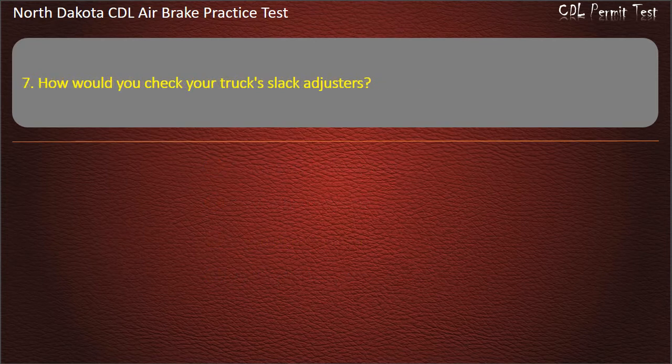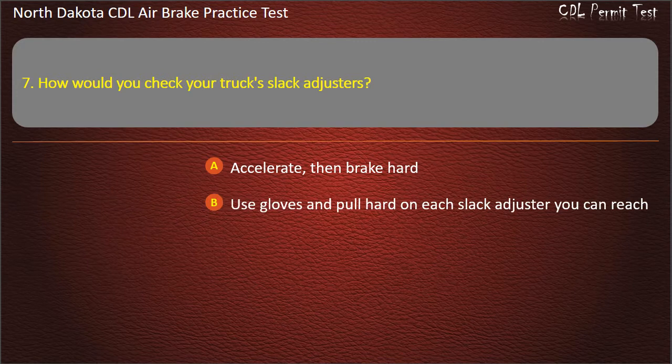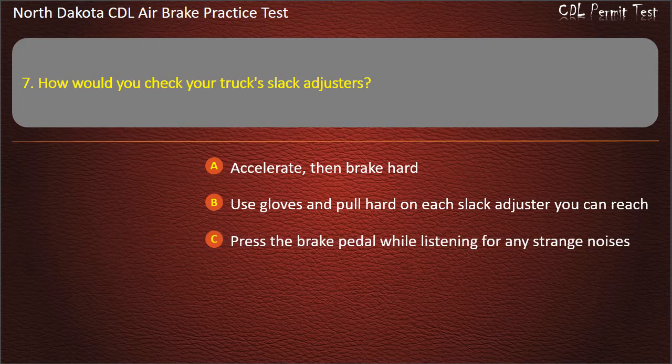Question 7. How would you check your truck's slack adjusters? Accelerate, then brake hard. Use gloves and pull hard on each slack adjuster you can reach. Press the brake pedal while listening for any strange noises. All of the above. Answer. Use gloves and pull hard on each slack adjuster you can reach.